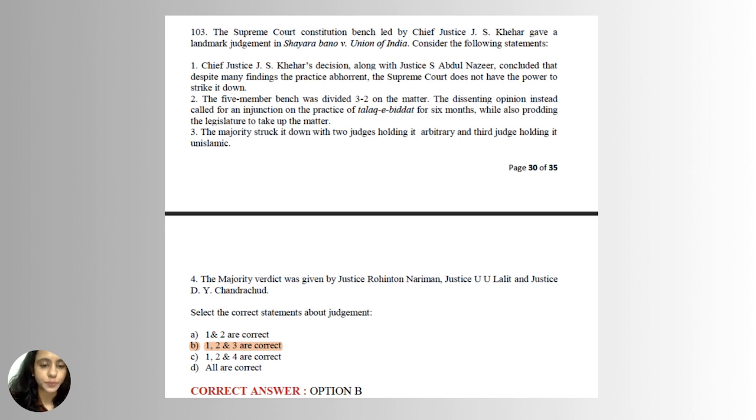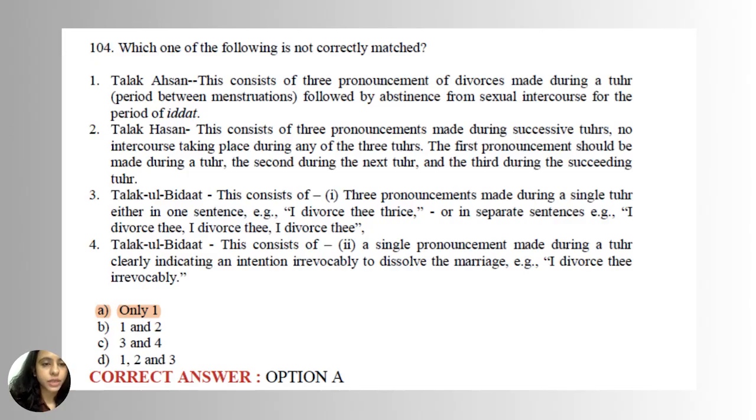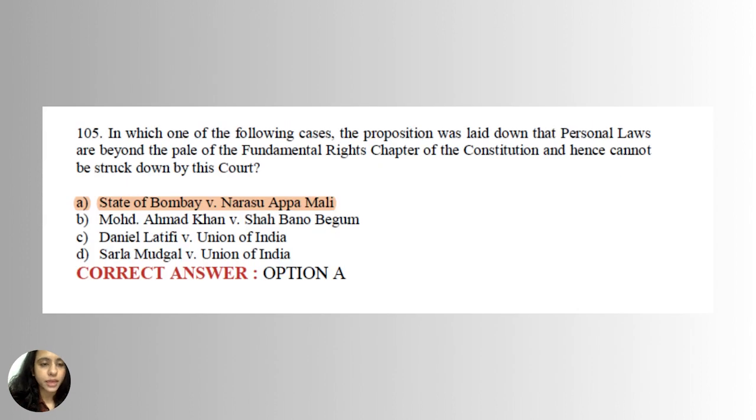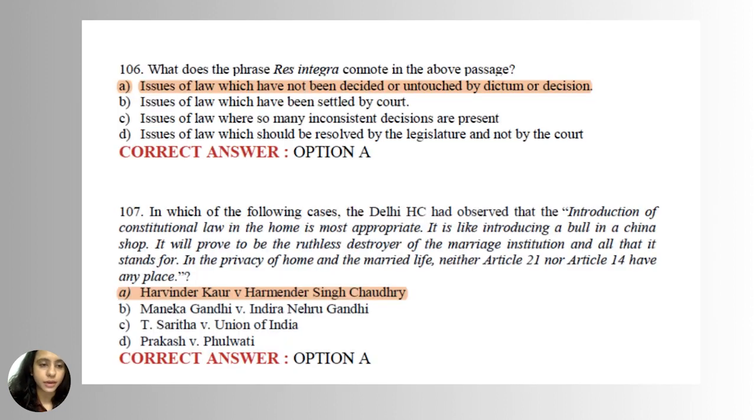that is the incorrect option. Coming to the next question, it was about the different forms of talaq, and you had to find out which of the following is not correctly matched. So the four talaq options have been given with their description. You had to tell which of them is incorrect. So option 1 is incorrect, which incorrectly describes ihsan talaq. Then the next question was, in which of the following cases was the proposition laid down that personal laws are beyond the pale of fundamental rights? So this is a landmark understanding of the State of Bombay versus Narasu Appa Mali judgment. So option A is the right answer.